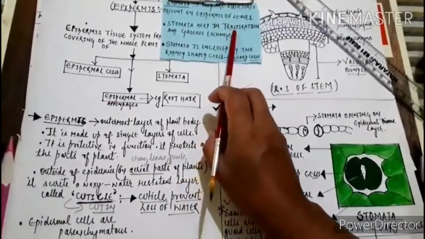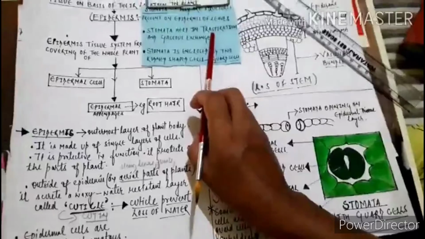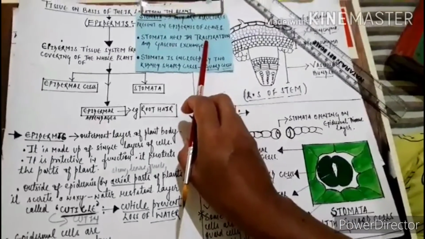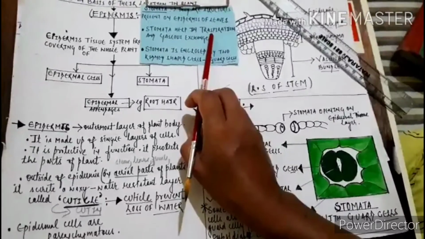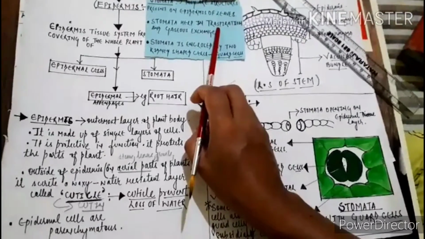Now, what is transpiration? Transpiration means loss or escape of water from the aerial parts of the plant in the form of water vapors, okay. This is transpiration.